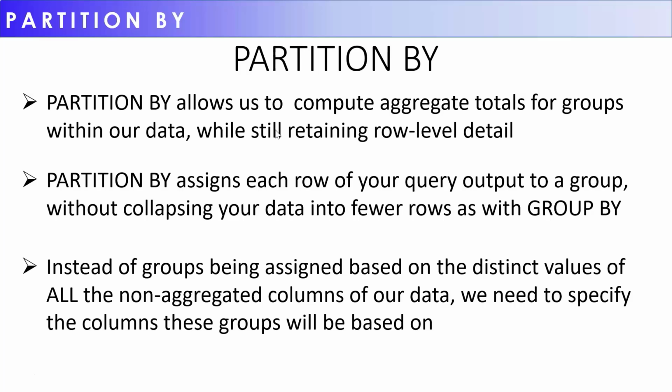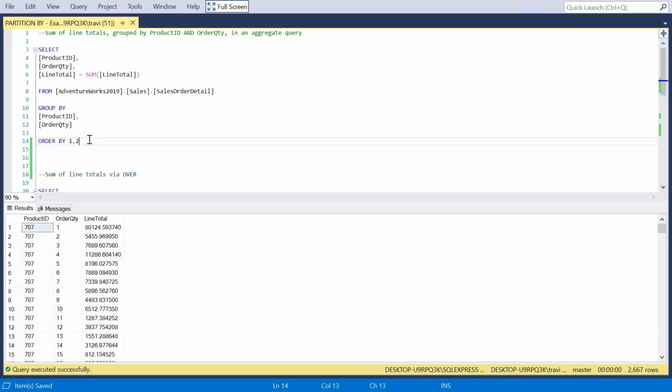Instead of groups being assigned based on the distinct values of all the non-aggregated columns of our data, we have to specify the columns these groups will be based on. Let's dive into some code to see what this looks like in action. First, we'll try grouping our sales order detailed data by product ID and order quantity using a traditional aggregate query. As you recall, this operation works by creating a group for each unique combination of values from all the fields listed in our group by, product ID and order quantity in our case. The aggregate calculation or calculations of our choosing, sum, count, etc., will then be performed over each of these groups.